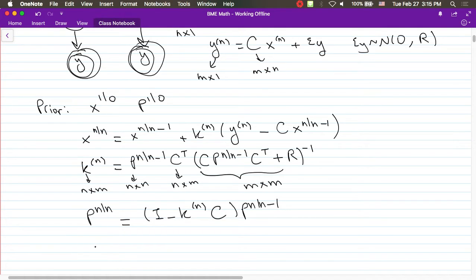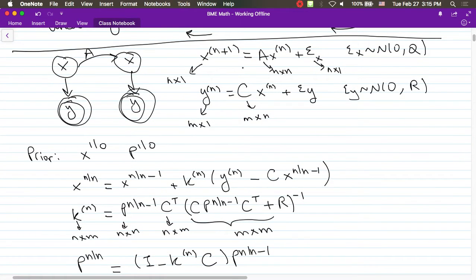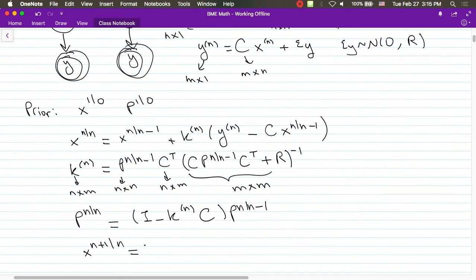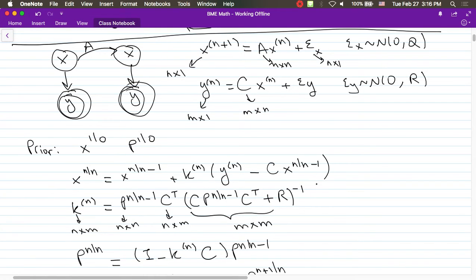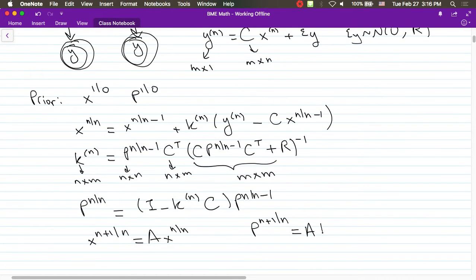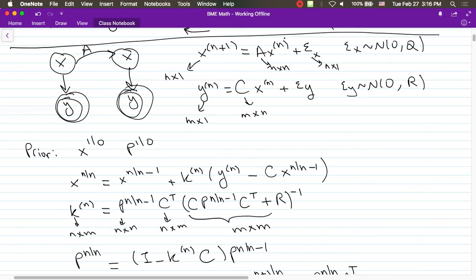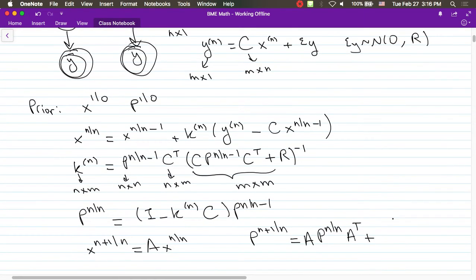On the next trial, what's my prior? On the next trial, x of n plus 1 given n is going to be dependent on my model. So this is my model here: A times x, that's A times x of n given n. What's my posterior uncertainty, my prior uncertainty on the next trial? This is the posterior uncertainty. What's the prior on the next trial? That depends also on this equation. It's the variance of this equation, which is A times P of n given n, A transpose plus the variance of epsilon x, which is Q.